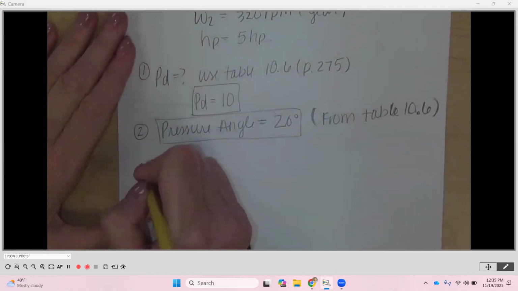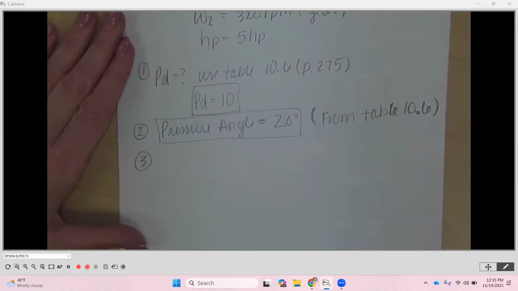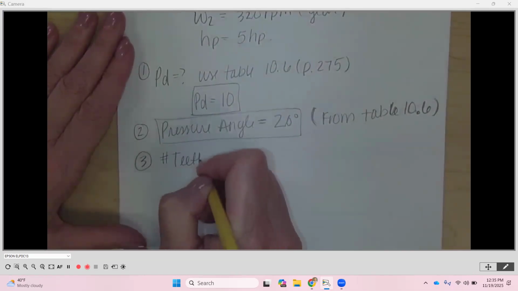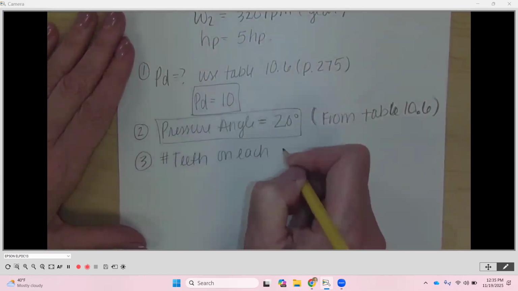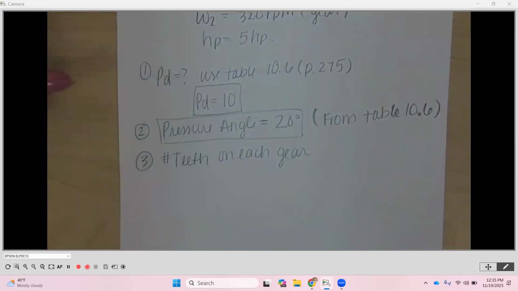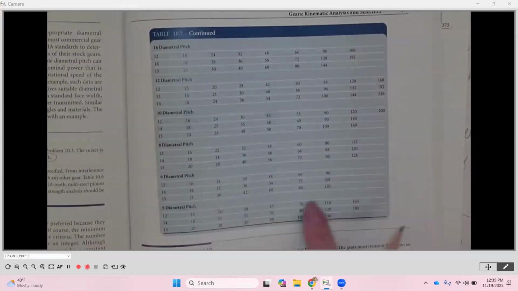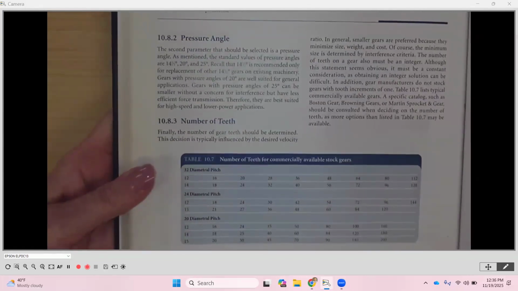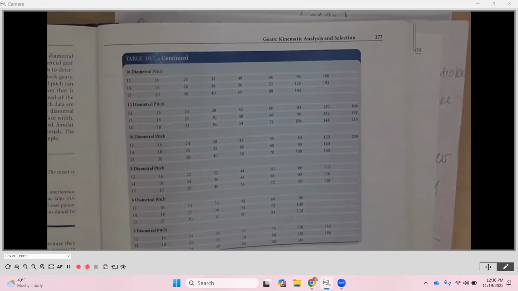All right, then the next thing we need to do, and this is going to be the more involved part, is determining the number of teeth on each gear. Number of teeth on each gear, we are going to be picking from our standard table 10.7. Okay, 10.7 starts at the bottom of page 276 and it continues on to the top of page 277.